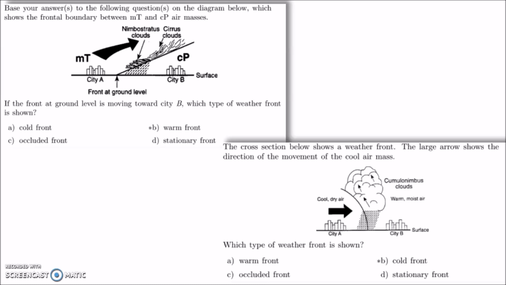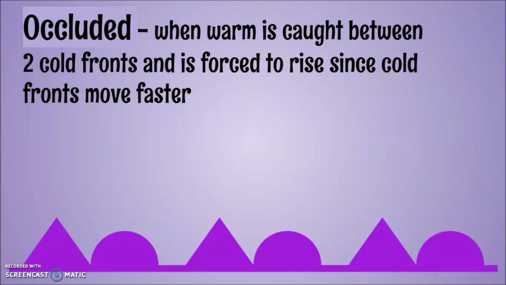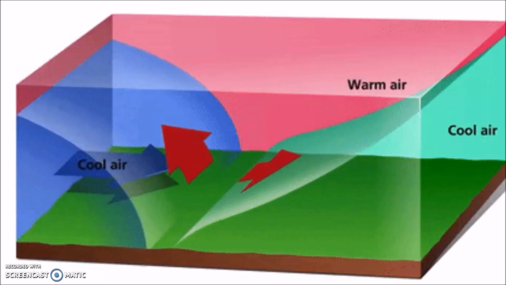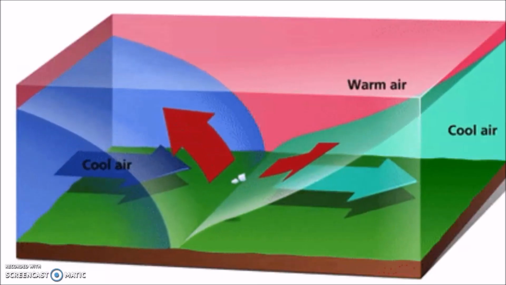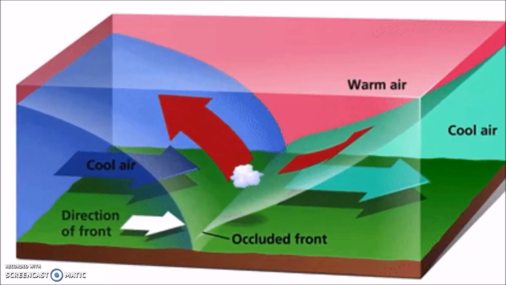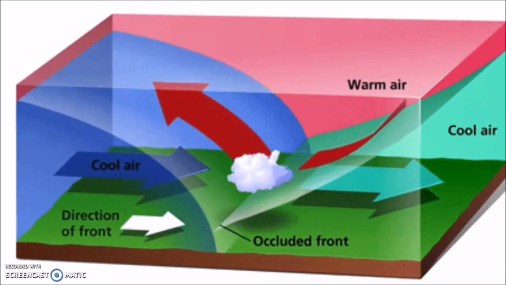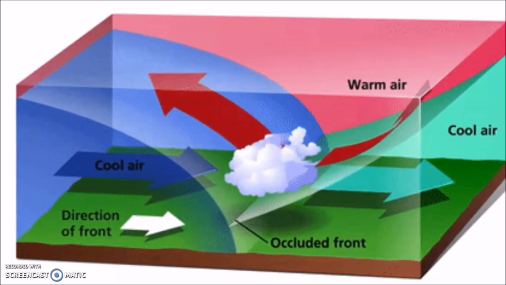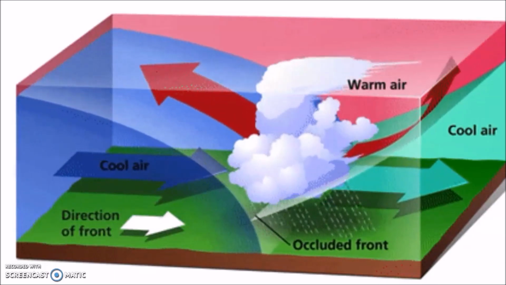You will see that there are other fronts besides cold and warm. The other one is occluded, which is represented by triangle and half circle on the same side, and that is when warm air is caught between two cold fronts and is forced to rise. This is because cold air moves faster. As you can see, cold air is just sitting there and warm air on top, and then the cold air on the other side begins to push it, forcing the warm air up.